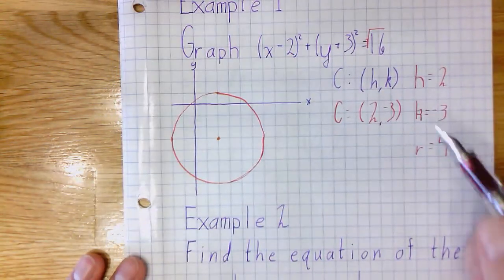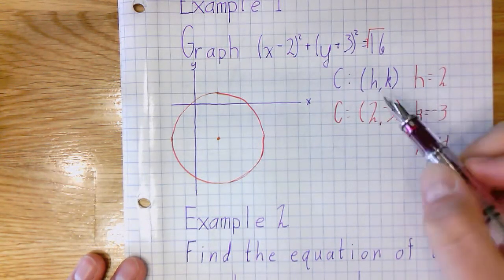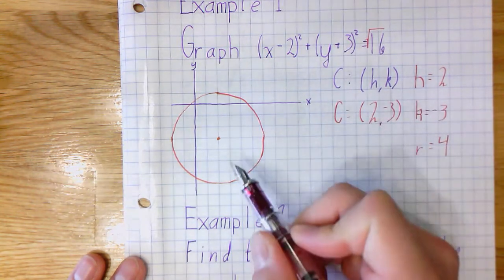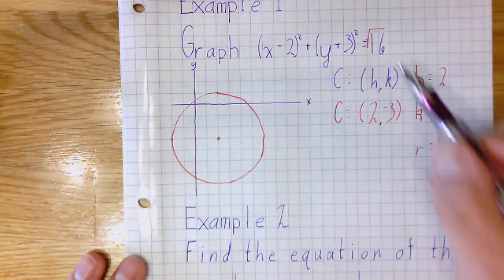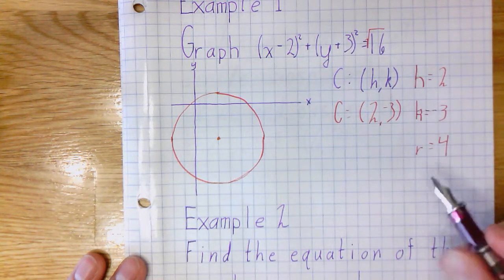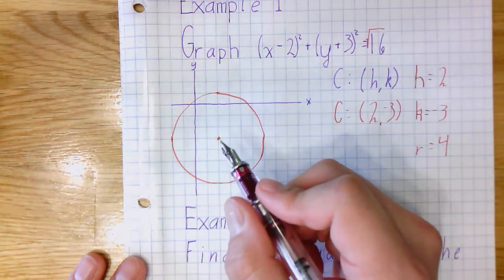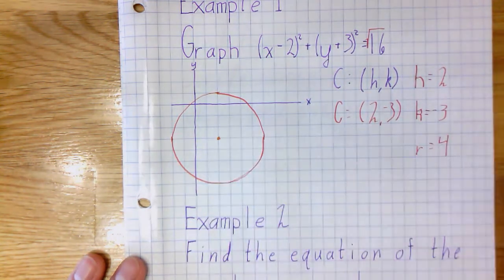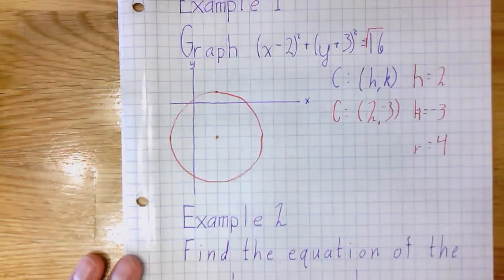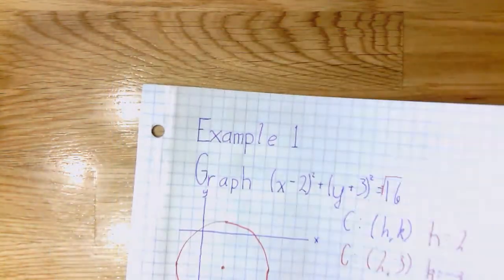Cool. So find your H, K, and R. H and K tell you where your center is. Put that in the middle. Find R by taking the square root of this number. And then you go that far in each direction from the center. And then circle. Cool. So that's graphing a circle.